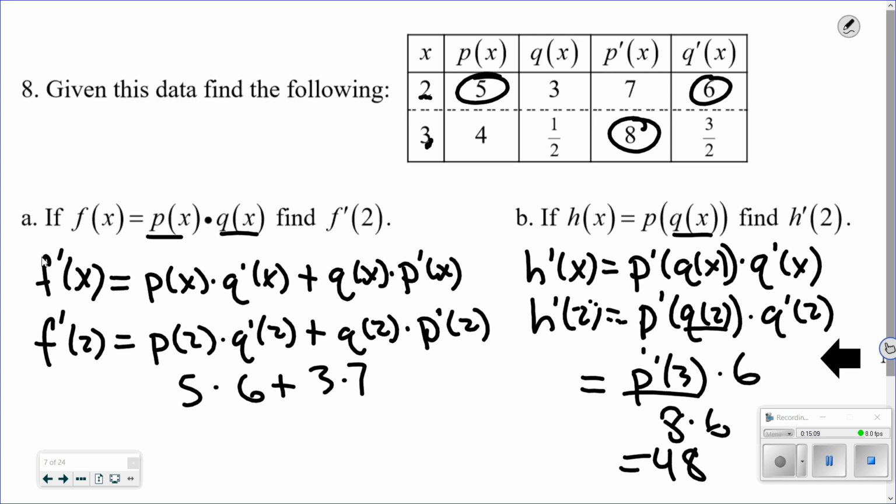So again, just make sure you're differentiating. Don't do the chain rule if they're multiplied. That's the product rule. And then just be careful not to do the product rule here, but we have to do the chain rule on that one.